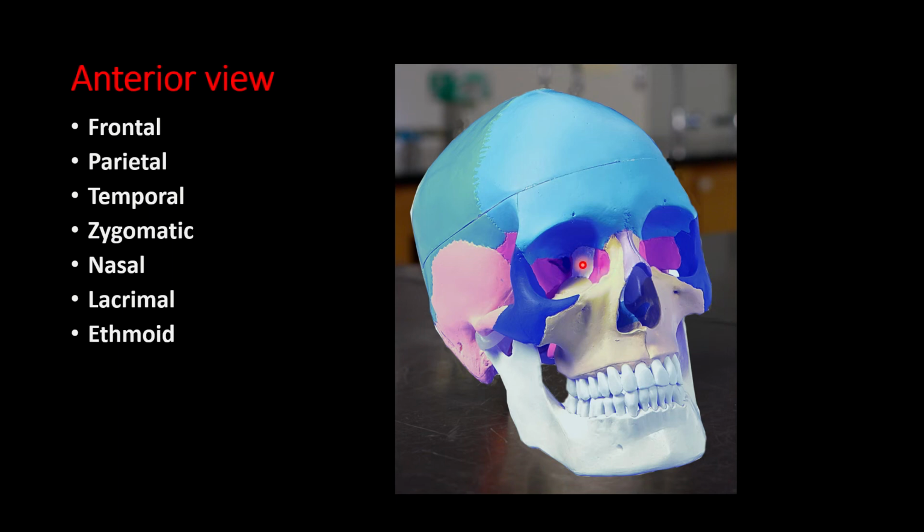You have the ethmoid bone, so you can see it's located more medially. And the sphenoid bone. So this is the sphenoid bone, and also this is the sphenoid bone. And this is the sphenoid bone.